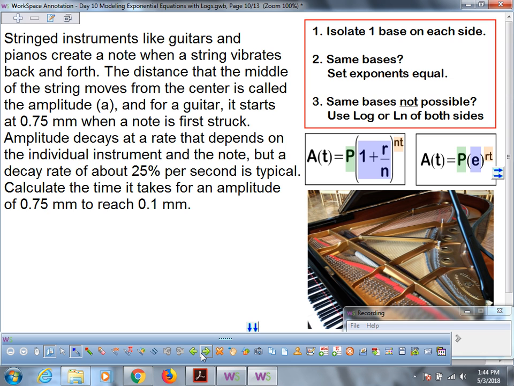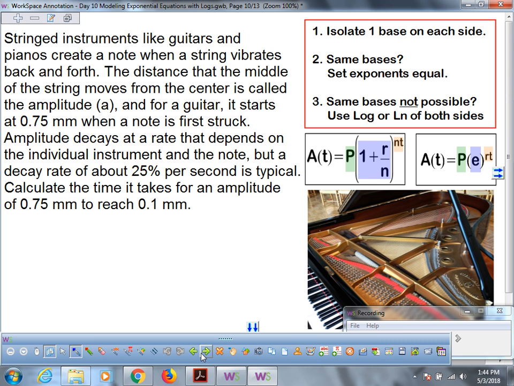I'll set it up. Stringed instruments like guitars and pianos create a note when a string vibrates back and forth. What key things am I looking for? The percent. The rate? Yeah, the rate. What we're going to start with? And what we're going to end with. Right? Okay. The distance that the middle of the string moves from the center is called the amplitude.